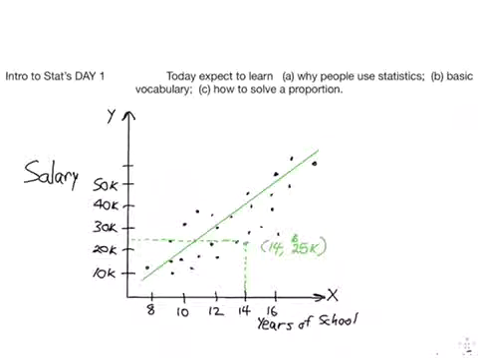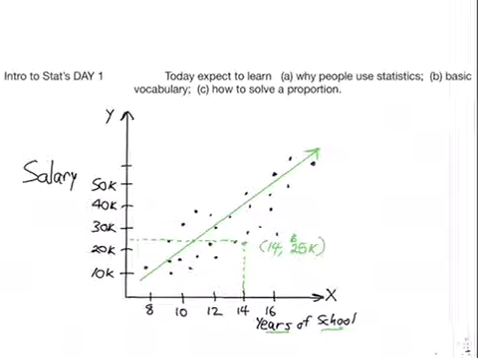As a person's years of school increases, so does a person's salary on average. That doesn't work for every individual, but for a lot of folks in the United States, this is the general case. Now let's talk some basic vocabulary in statistics.